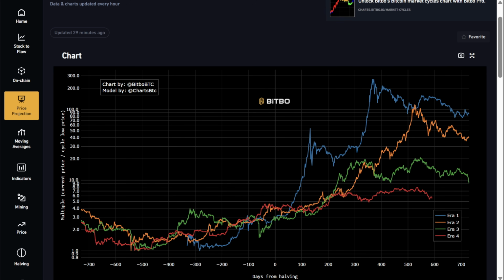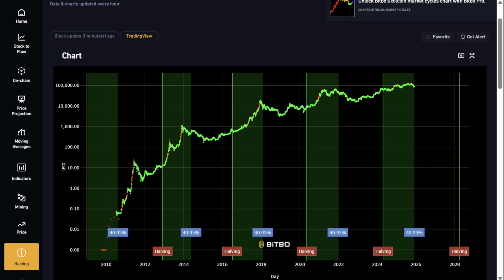Have a look at the performance since the cycle low. Our current cycle is the red one. We have peaked at similar points in time in the past. And so we might just see history repeat itself again. That's at least my base case. The horizontal lines here, that's the day of the halving. The green area is up until so many days after the halving.